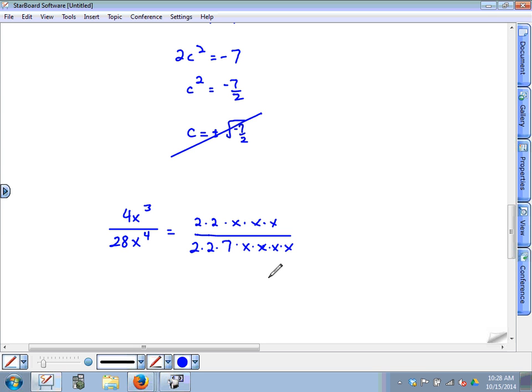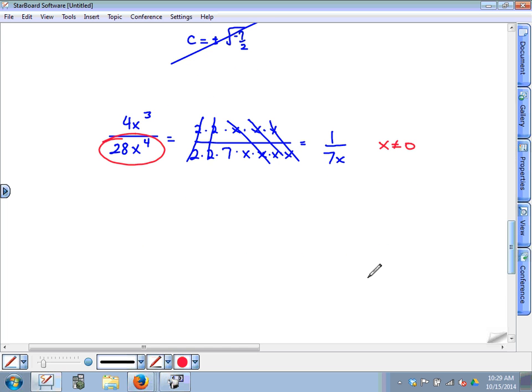What's that? 28 is 2 times 2 times 7. Okay? Those x's cross out. The 2's and the 2's cross out. So we're left with 1 over 7x. And then the excluded value, if you go back here and look at that denominator, what can't x equal? X cannot be 0. You have to state the excluded value.